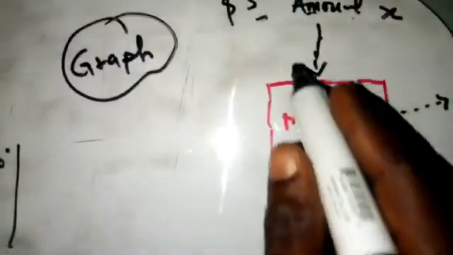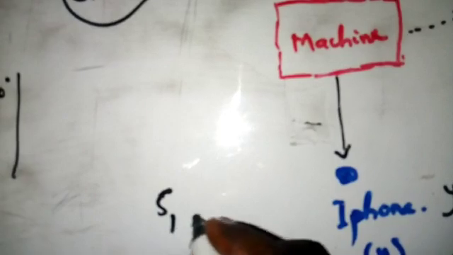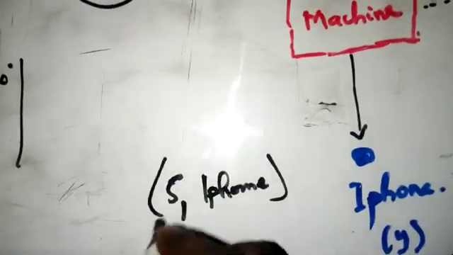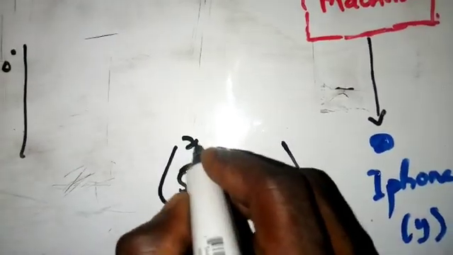So if you came with $5, and then you are taking home, let's say, an iPhone, then it means the $5 comma the iPhone, right? So the comma the iPhone here, this is what we are going to use to plot our graph. So this is the X comma Y. Is that okay?